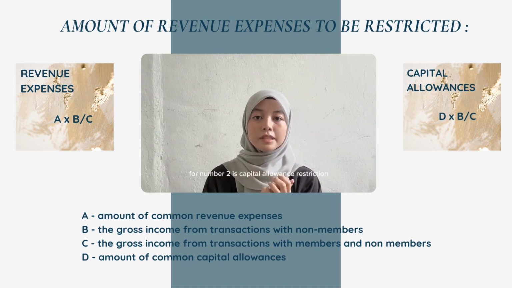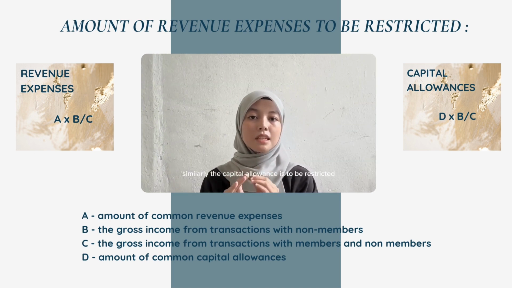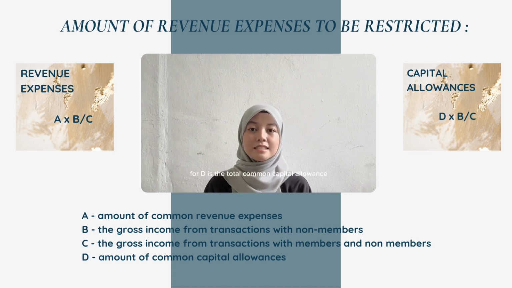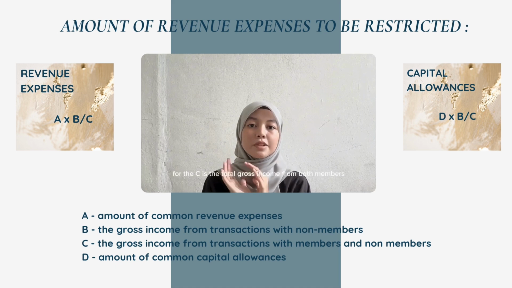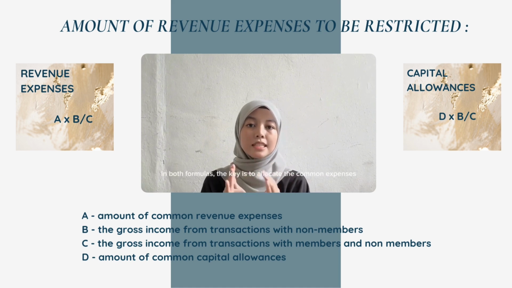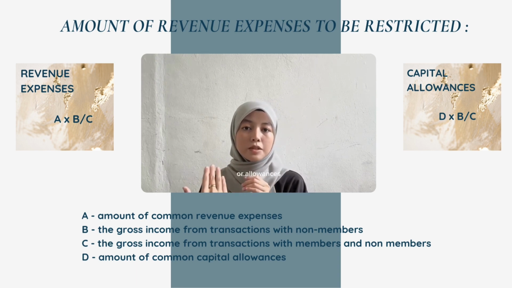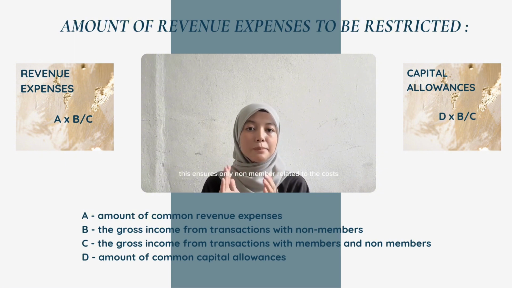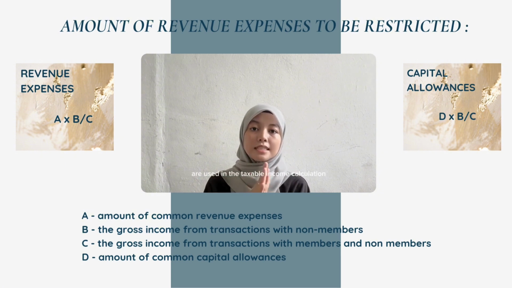Number 2 is capital allowance restriction. Similarly, the capital allowance to be restricted is calculated using this formula: D times B over C. D is the total common capital allowance. B is the gross income from non-members. C is the total gross income from both members and non-members. In both formulas, the key is to allocate the common expenses or allowances proportionally to the income from non-members. This ensures only non-member related costs are used in the taxable income calculation.